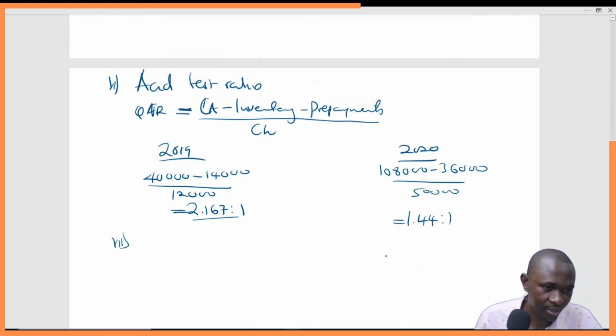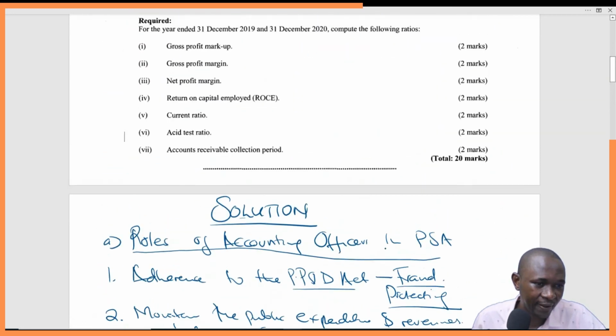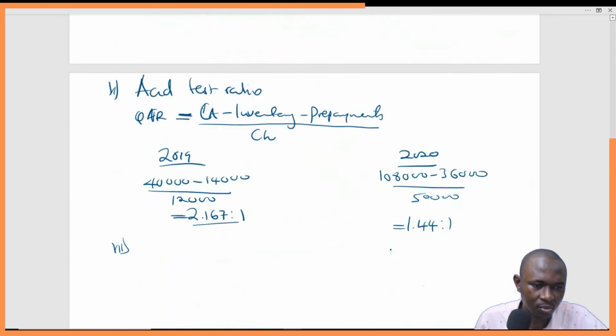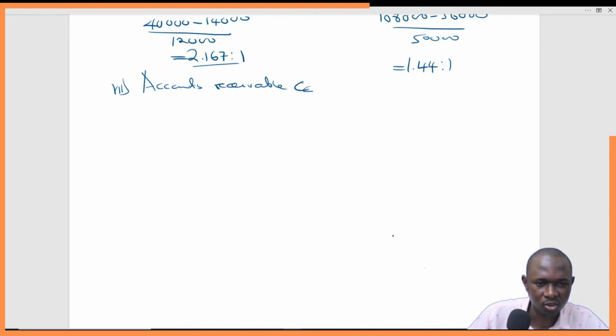Then we have the last one. I think we're going to the last one. This is the accounts receivable collection period. How long does it take for us to get our money from the debtors?